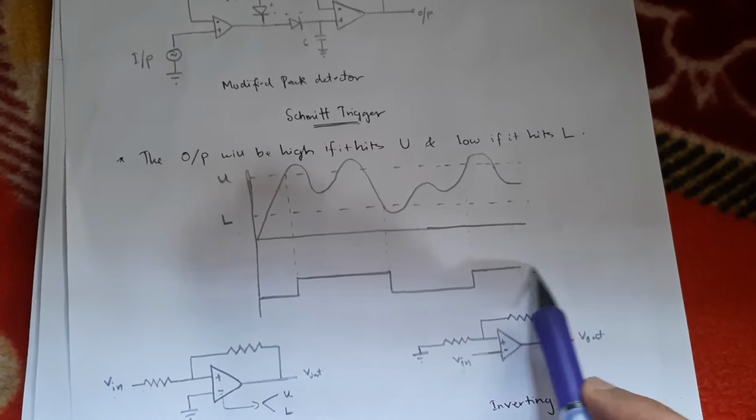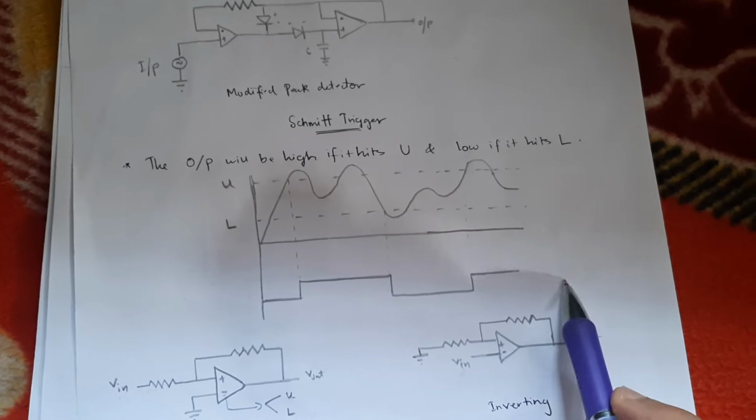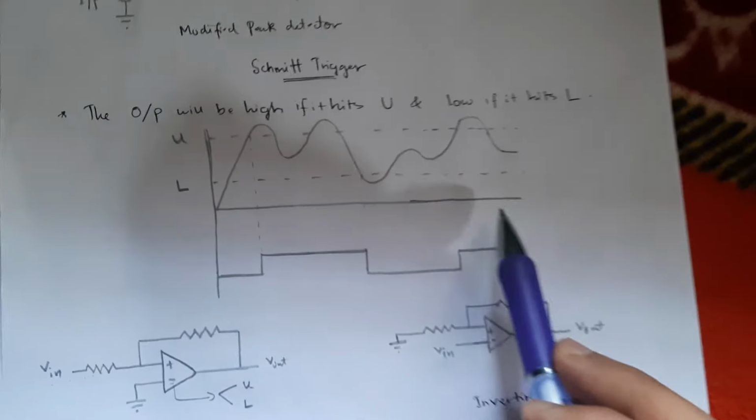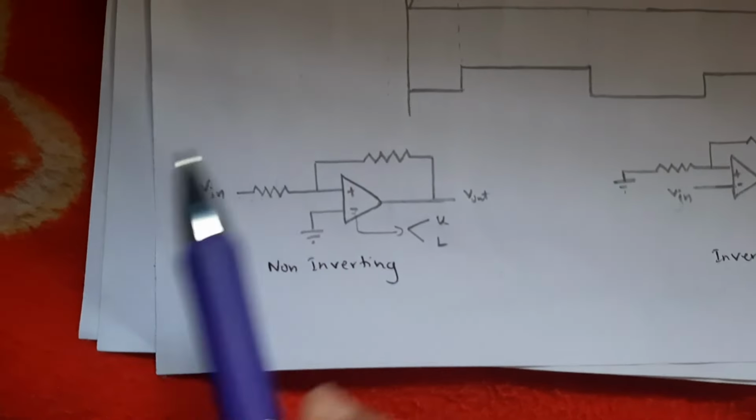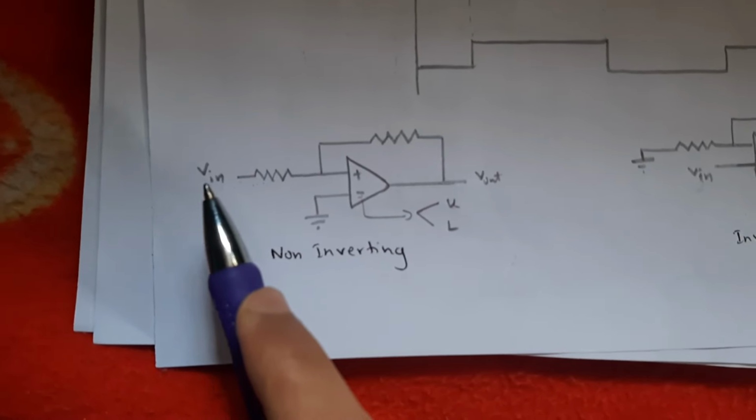So it will become low when it reaches L here. If it reaches L here, again the output will be low. This is the Schmitt trigger. There are two types, non-inverting and inverting. In non-inverting, what happens? Let's see from this V in.